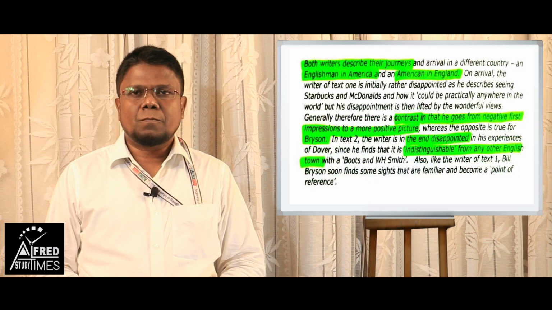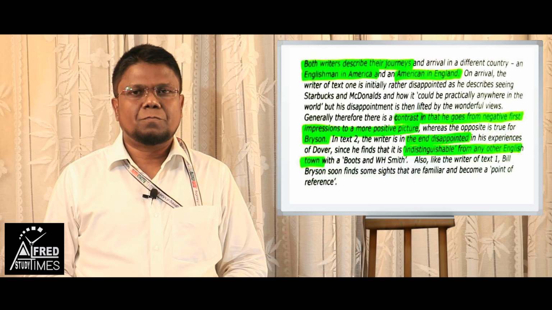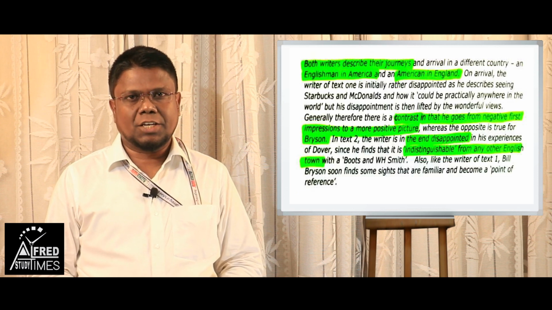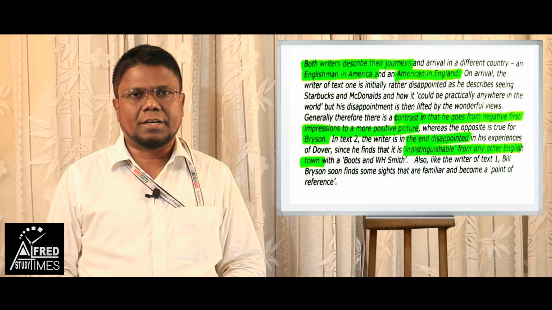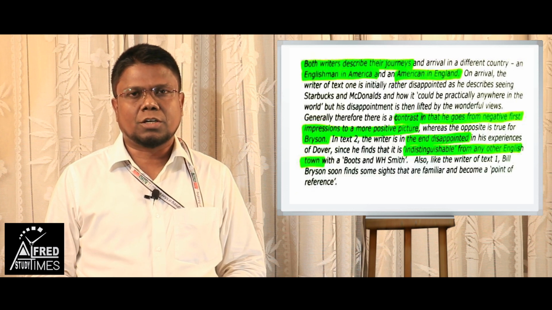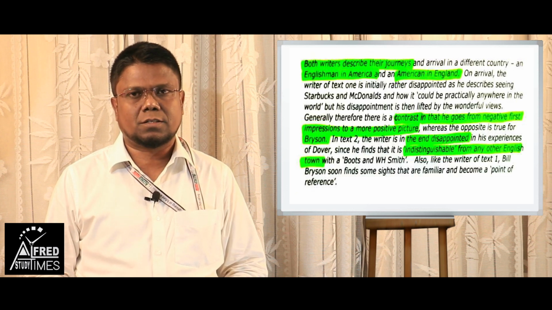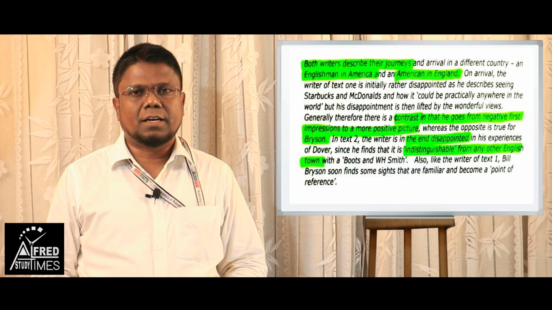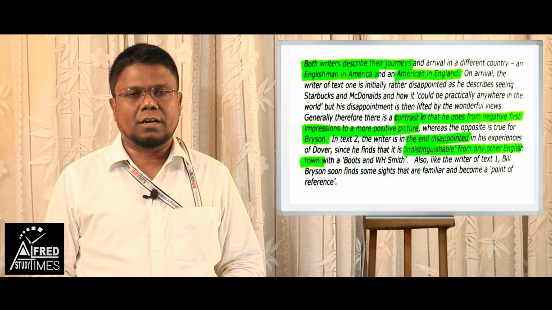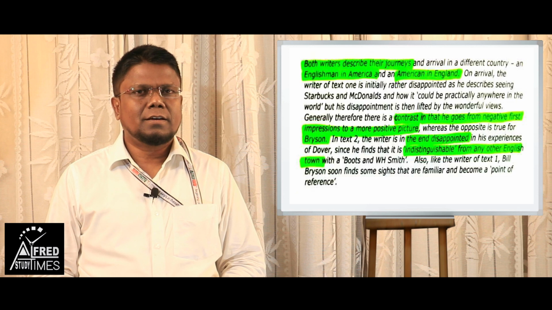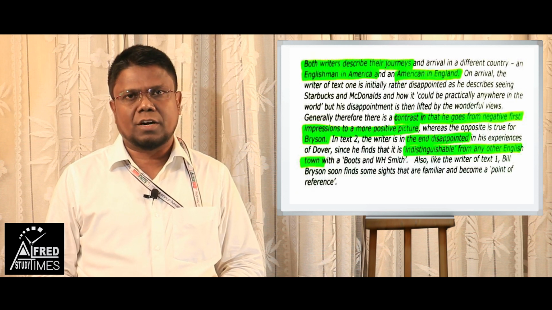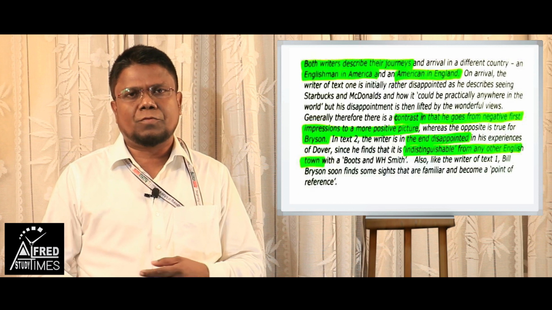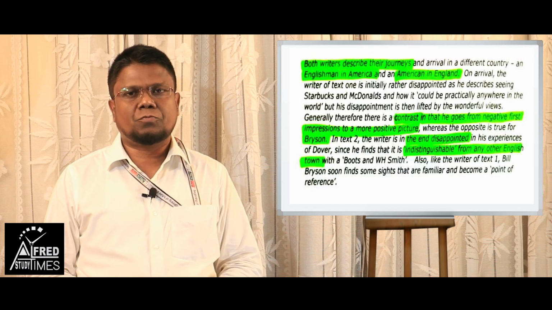Later on, we can see both writers describe a journey. We know that text 1 and text 2 are completely related to a journey or travel to two countries, to two cities. But there are other differences here. One Englishman visited America. Another, an American, visited Dover in England. So there is a gulf of difference between the two texts.